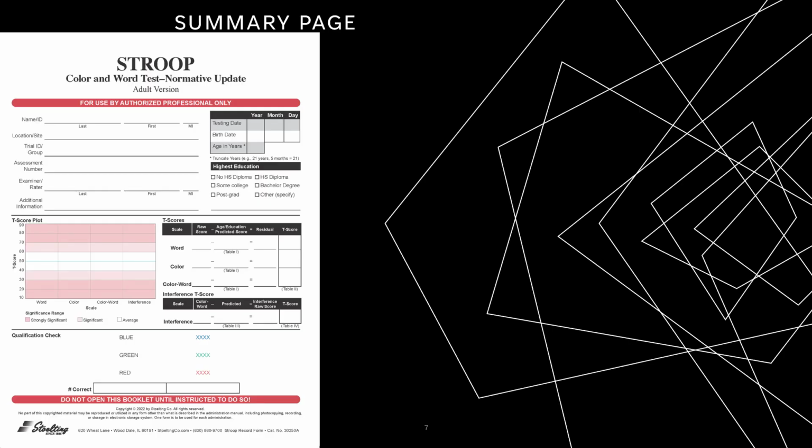First of all, the summary page will look like this in the normative update. It's got a section for demographic data. We'll start by covering the areas that you'll need for scoring. I'm assuming you can complete all that demographic data on your own, use it as needed to suit your testing purpose.